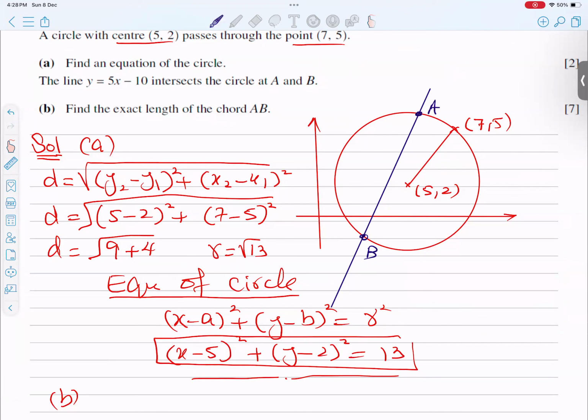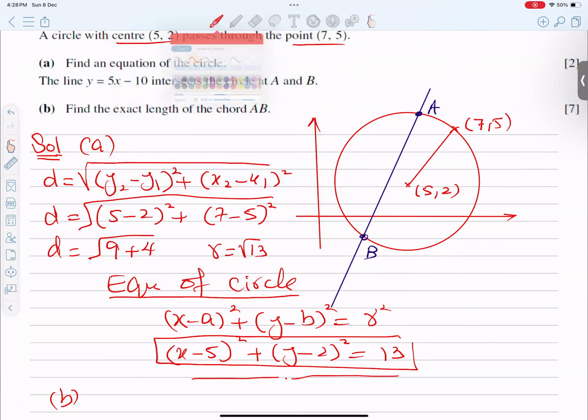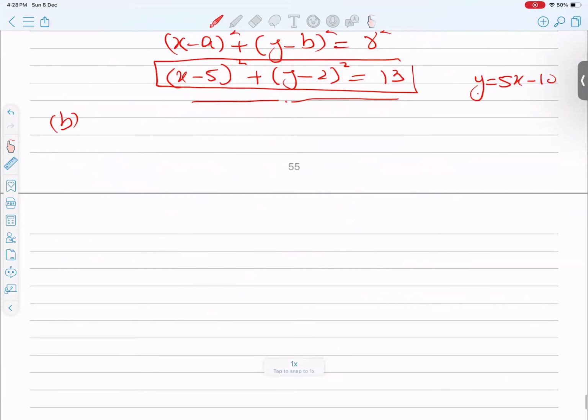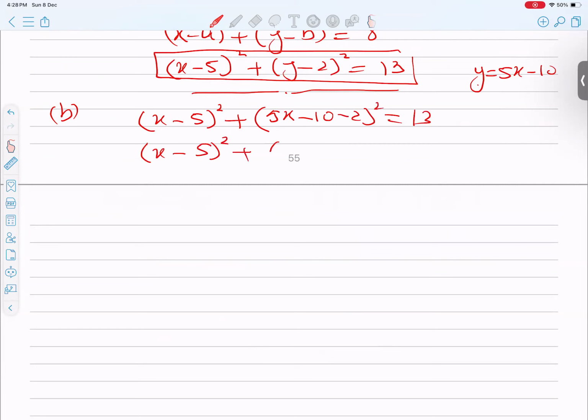Anyway, now what is the next plan? Next plan is what, students? He's saying intersection, and you know this line intersects the circle at 2 points. So I will substitute this y value here: y is equal to 5x minus 10. When I replace it here, students, (x minus 5) whole squared plus this value coming here, so I write (5x minus 10 minus 2) whole squared equals 13. Again I simplify and I get (5x minus 12) whole squared equals 13.